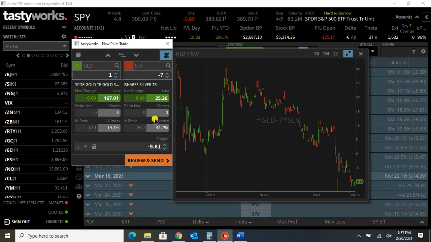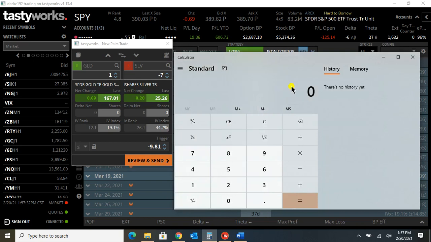silver is going to move a lot more. So that'll mess with how you expect it to hedge each other. So what I like to do, I'm going to pull up my calculator here. You would take the price of gold and multiply it by the IV index. So I would take 167.01 times 19.1%, so 0.191, and that gives you 31.9.